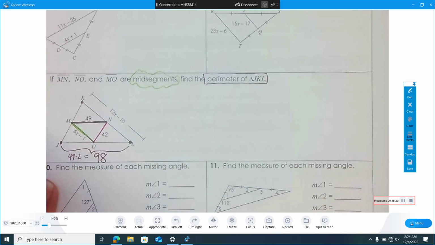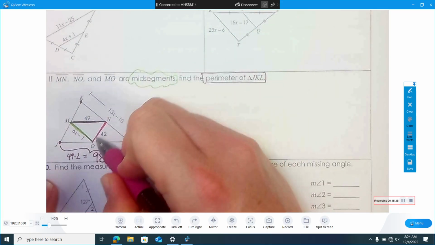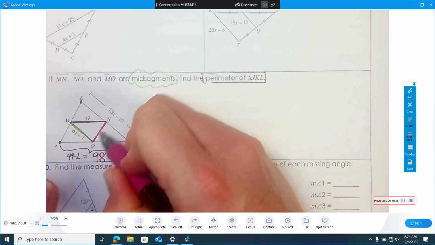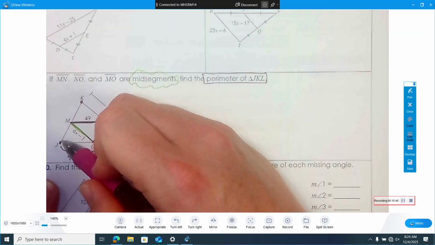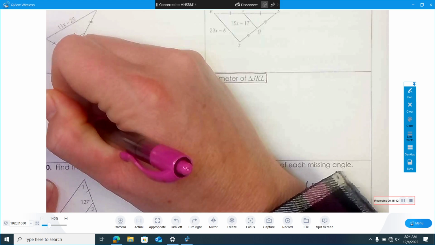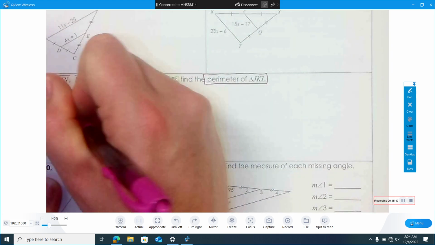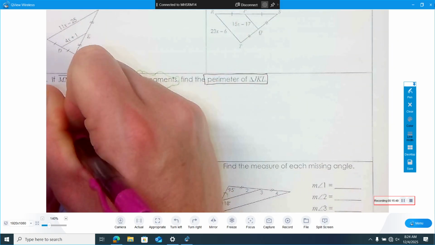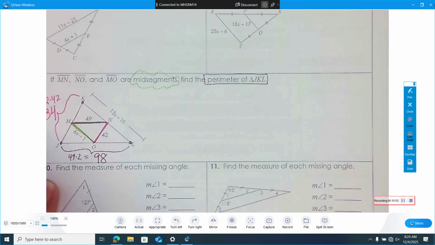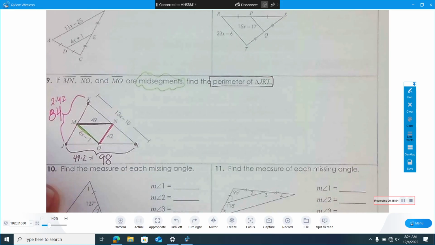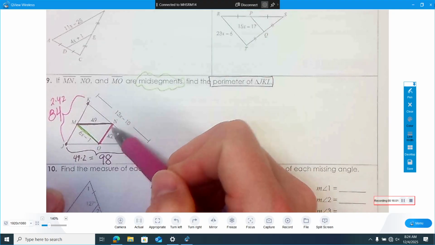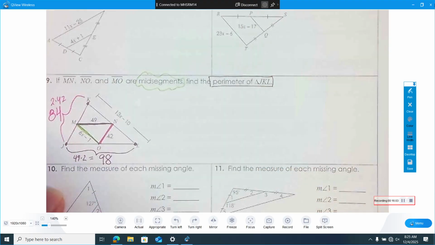What else do we know? NO is 42, and so its parallel side would be twice that. Double the mid-segment, we get 84 for JK. So numerically we've got just numbers, it's easy to just double the numbers.